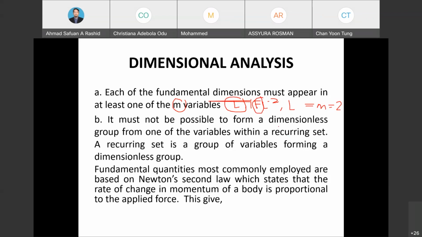So we will not repeat using the same parameter.